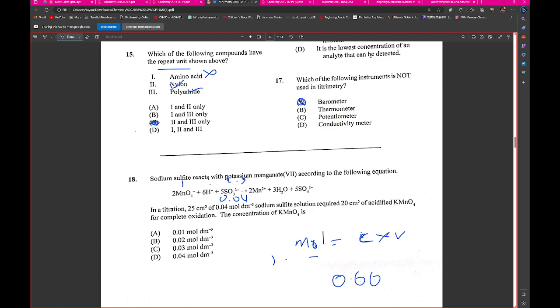So what do you think would be the closest value? You're not done there yet. Okay, just calculated for the sulfite. So we have used the mole for the sulfide.